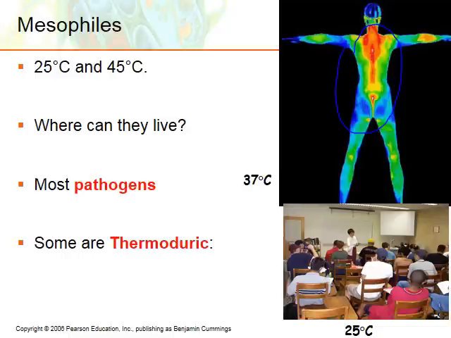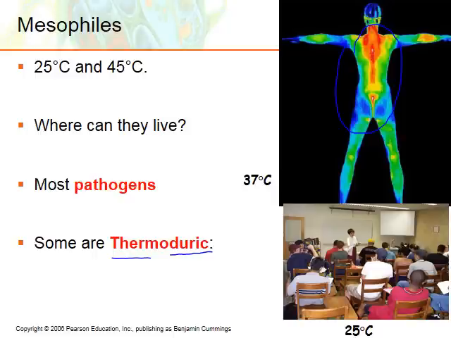Some mesophiles are actually special in that they can withstand high heat for a short amount of time, and those are called the thermodurics. Duric means strong, thermo has to do with high temperatures, and so they're able to withstand that high heat for a short amount of time. They can withstand most forms of pasteurization, not all forms, but most.